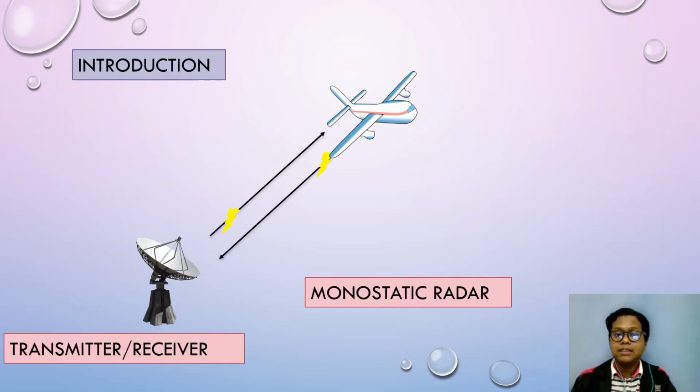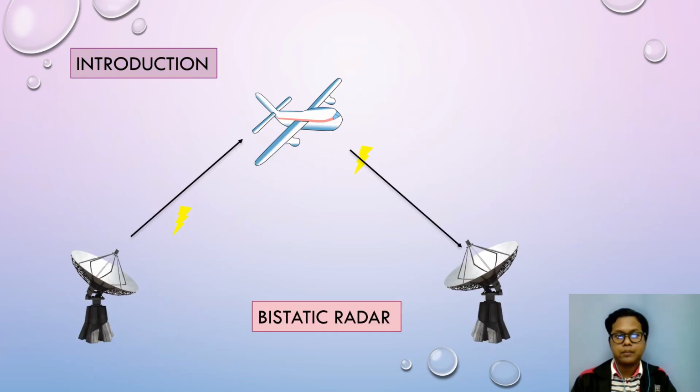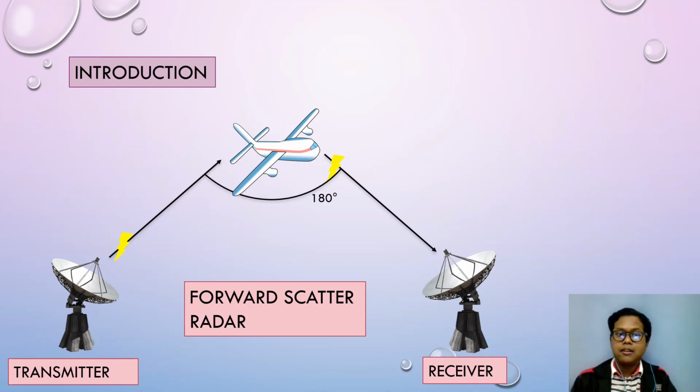As for the introduction, there are two types of radar, which are monostatic radar and bistatic radar. Monostatic radar is where the transmitter and the receiver are located in the same place. As for the bistatic radar, the transmitter and the receiver are located at different places. Next, forward scattered radar is one of the methods of bistatic radar. It uses the same concept as bistatic radar, but includes a 180-degree bistatic angle.